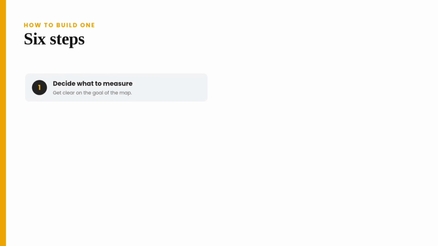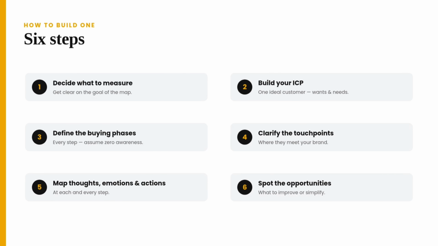There are multiple steps to create a visually appealing customer journey map that is actually useful. The first step, you need to decide what you need to measure first. At this step, you need to clarify exactly what the goals are and what you want to achieve with this customer journey map. Second step is to create your ICP and be specific about your ideal customers.